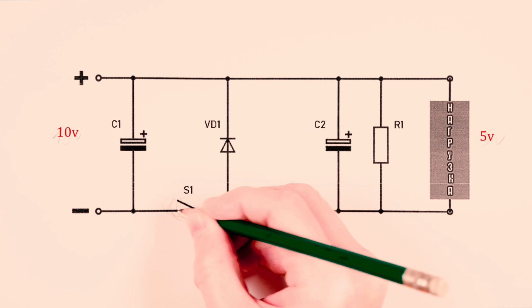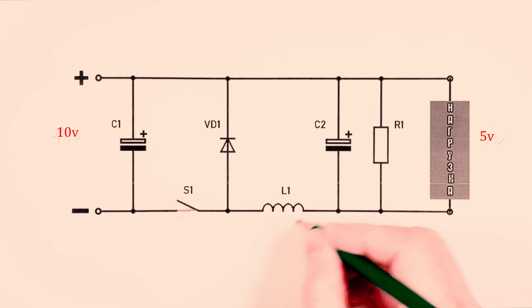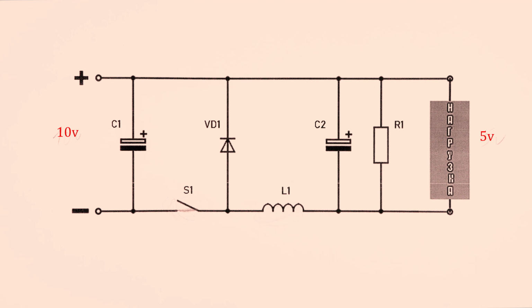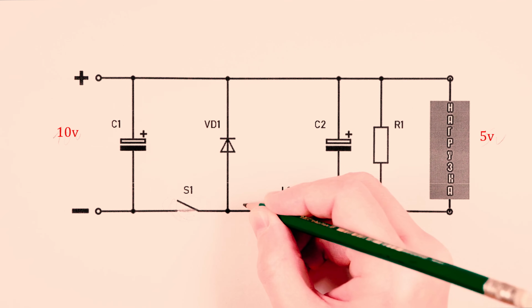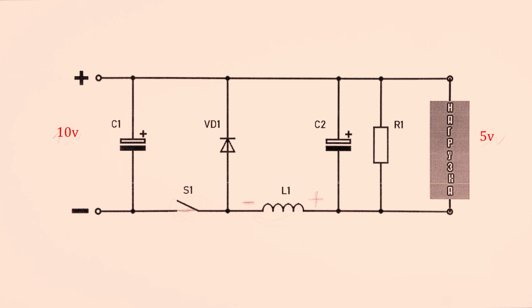S1 closes and current begins to flow through the inductor. However, the voltage across the load does not increase instantly because the inductor takes some time to charge. It accumulates energy inside the core. The polarity of the voltage on the inductor at this moment is like this. When the inductor core is saturated, the voltage begins to increase at the load.